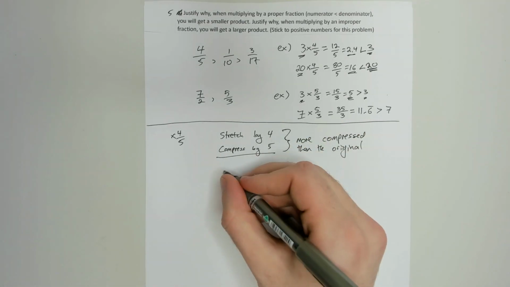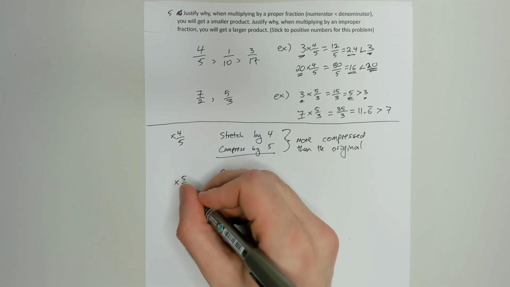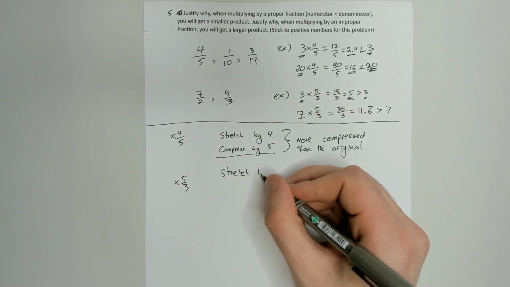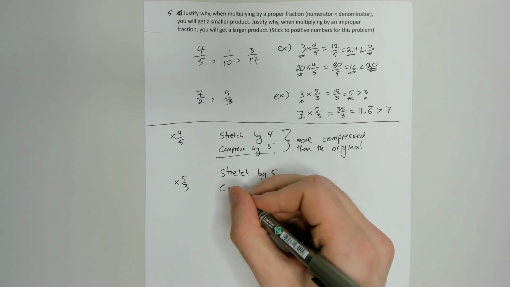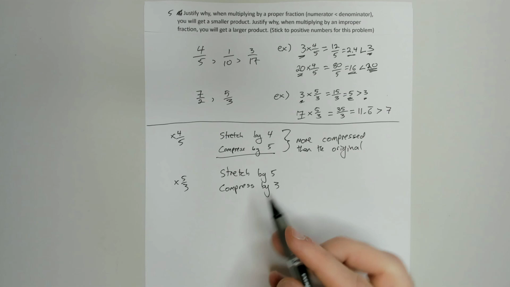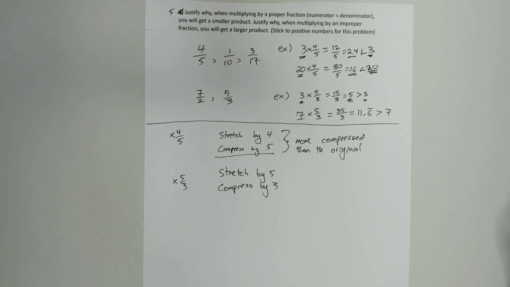But on the other hand, let's say I multiplied by 5/3 like I do here, right? So the numerator is a 5, so I'm stretching by 5, and I'm compressing by 3. But here, there's more stretch than we were compressing, right? So that means our overall result is that it was more stretched than the original.